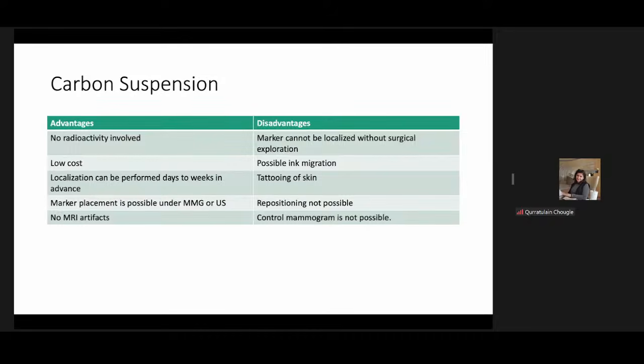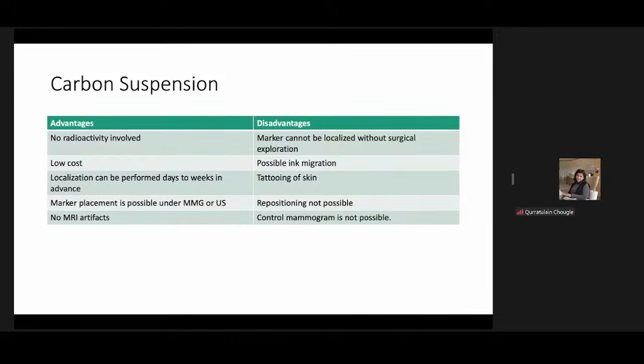Again, we'll just quickly go through the advantages and the disadvantages. So there is no radioactivity involved, low cost, localization can be performed days, 2 weeks in advance. Marker placement is possible under mammogram or ultrasound guidance, and no MRI artifacts.